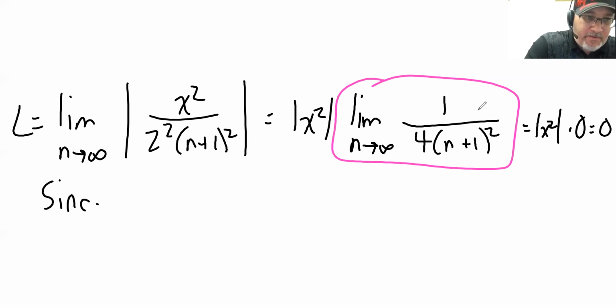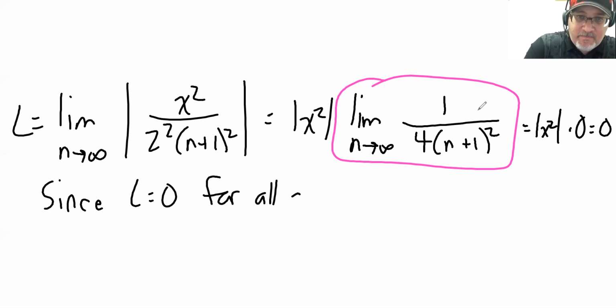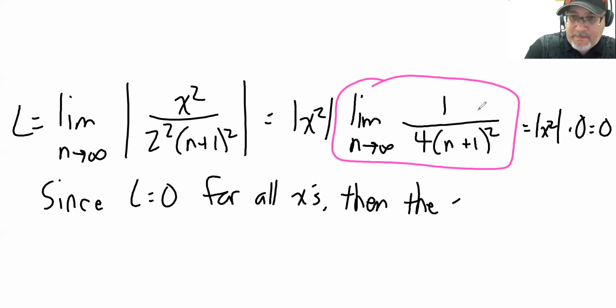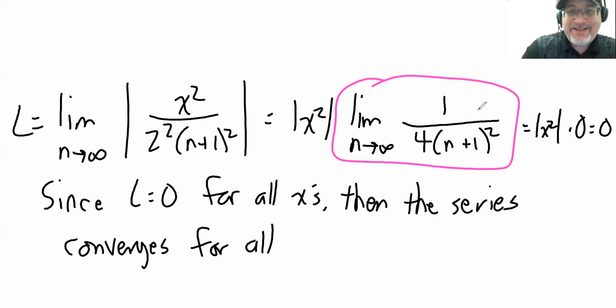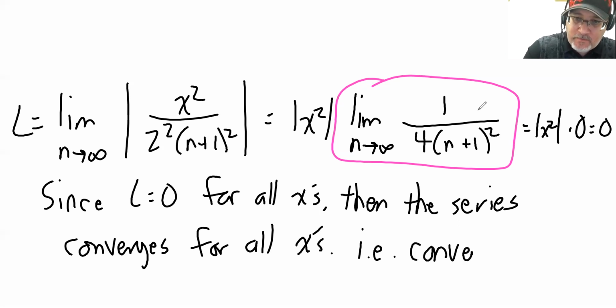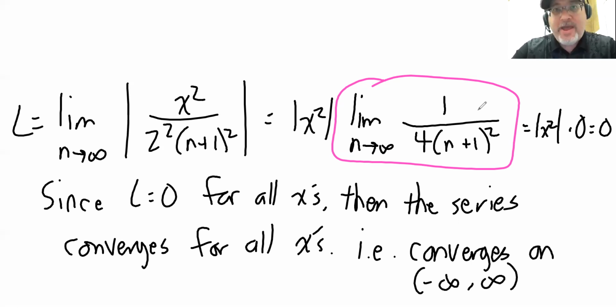So since this limit equals 0 for all x's, then the series converges for all x's. Its convergence is independent of the input of the function. So in other words, it converges on the interval negative infinity to infinity. Does not matter what value x equals.